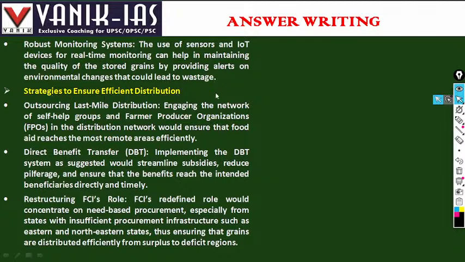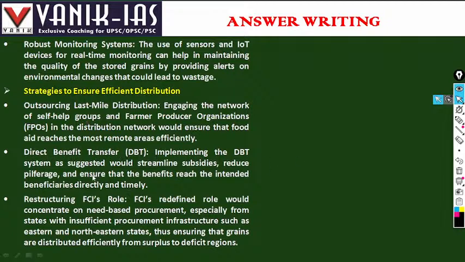Strategy to ensure efficient distribution: outsourcing last mile distribution, engaging the network of self-help groups (SHGs), because SHGs are prominent, and farmer producer organizations (FPOs). The distribution network would ensure that food aid reaches the most remote areas efficiently, because they are more active in those areas, and their involvement will definitely help in proper and timely distribution of the food grains in the required area. Outsourcing last mile distribution, fine. Direct benefit transfer.